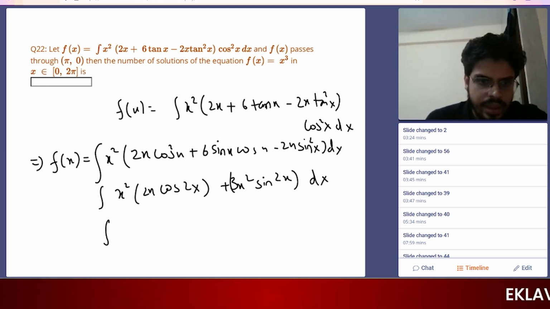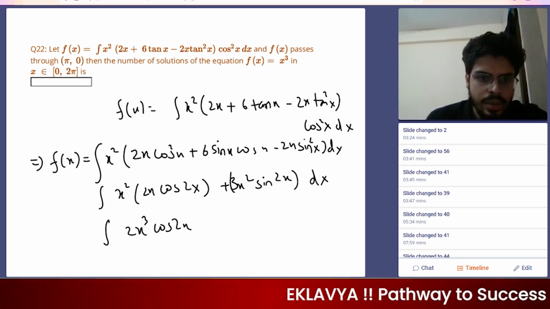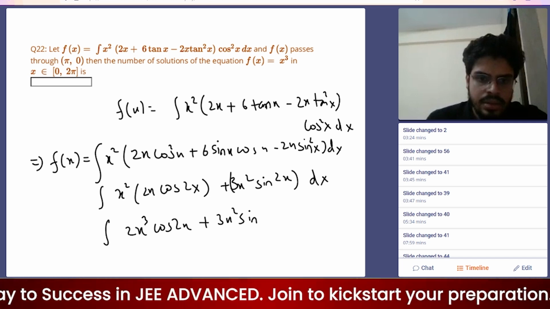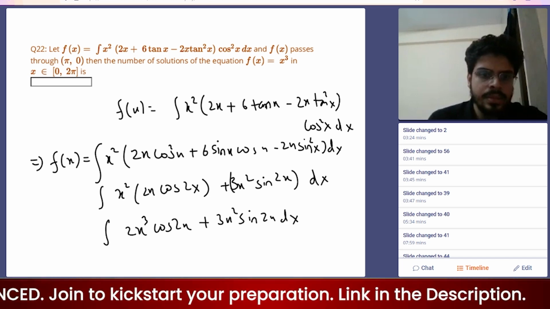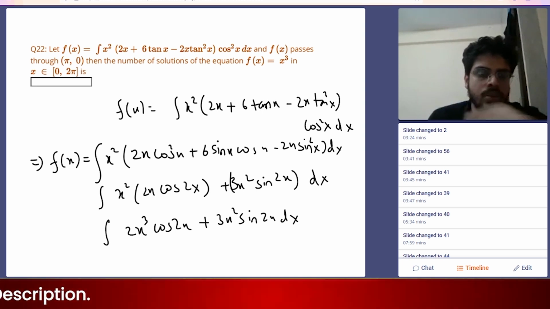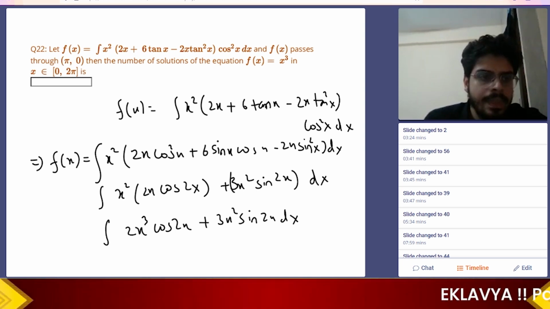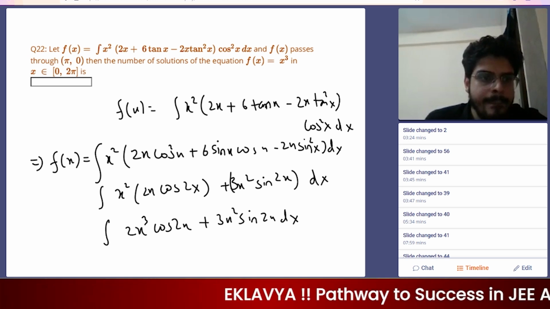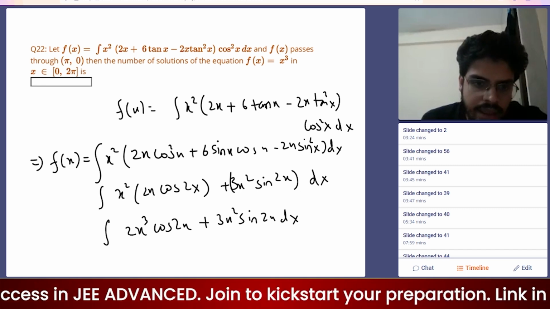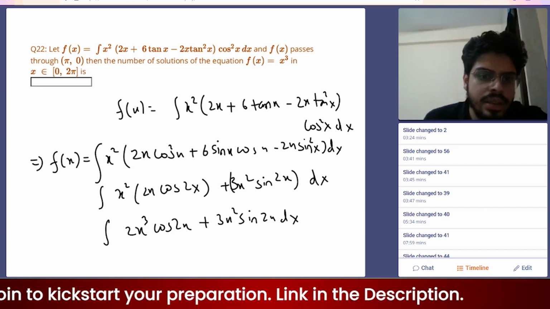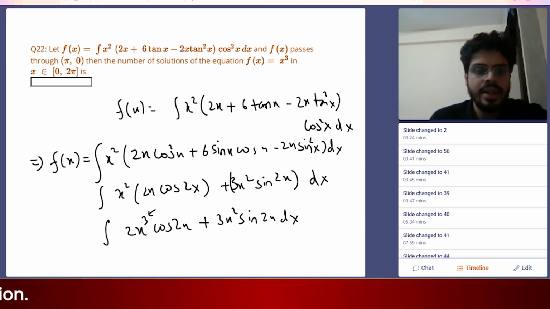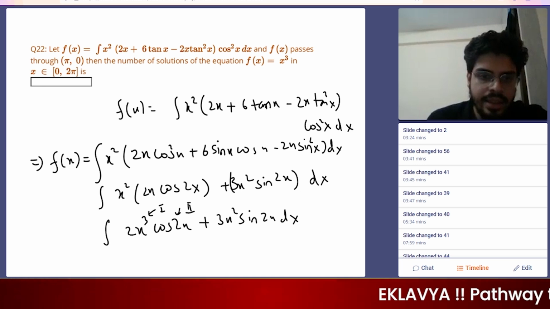Okay, 2x into here. So here it will become 2x cubed cos 2x, and this is 3x square sine 2x dx. Okay, so now how can we resolve this thing? If we use integration by parts in this part here, I should take this as the first function, and this I'll take as the second function.